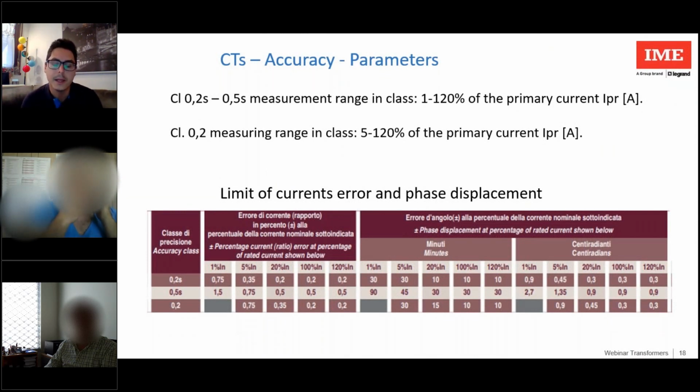In fact, for the classes 0.2S and 0.5S, the range goes from 1% to 120%, while the class 0.2 remains the same as class 0.5 or 1, but improves the ratio and the angle error.